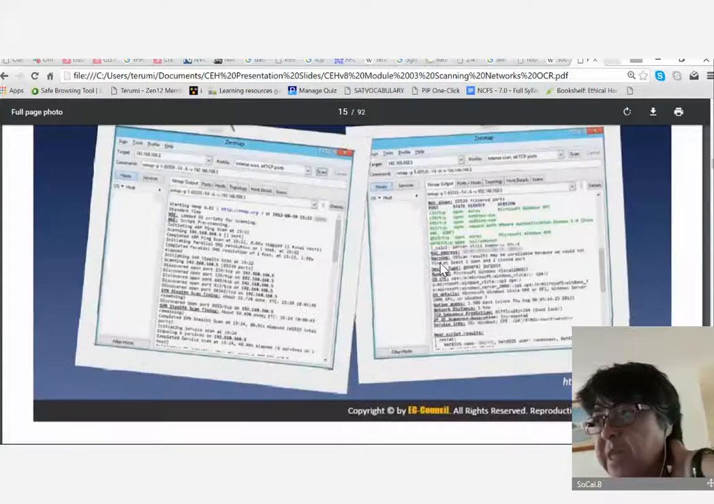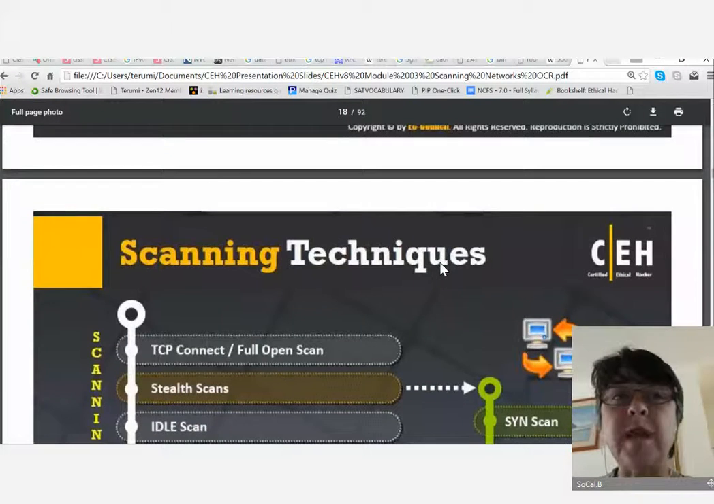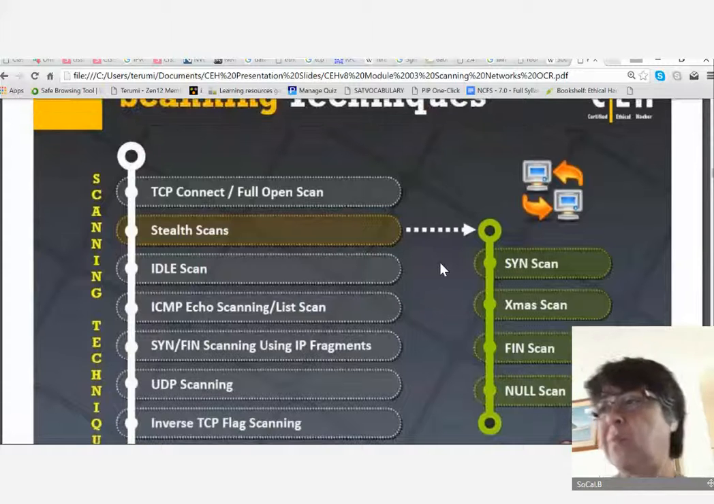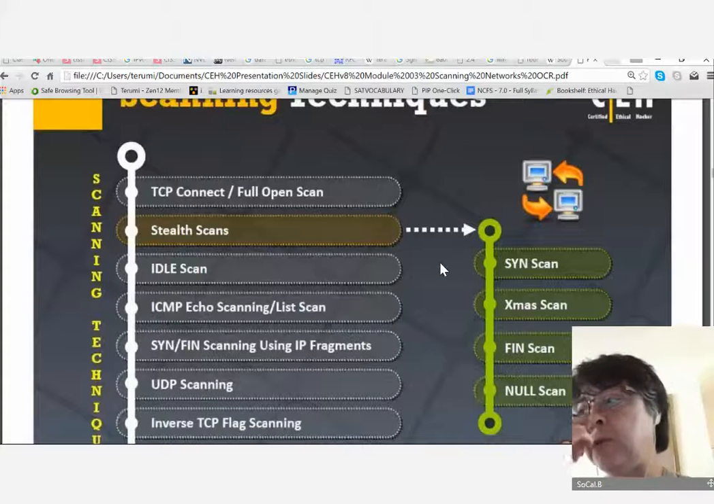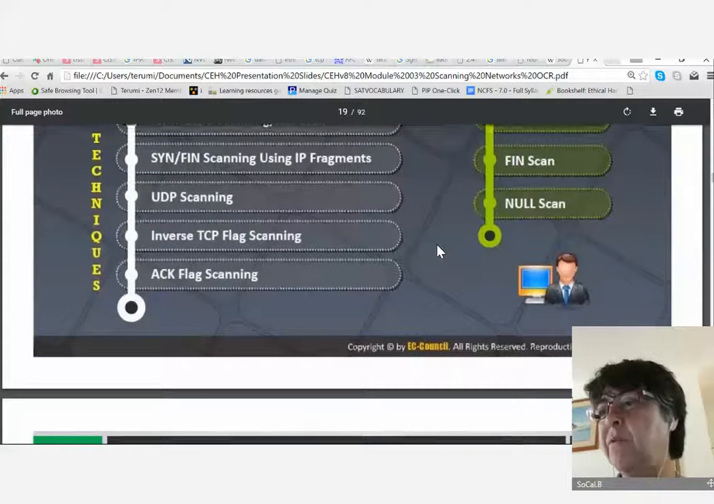Okay, so the scanning techniques. There's something called the TCP Connect Full Open Scan. I'll show you how that works, and then we'll do a stealth scan. Within that stealth scan, you see there is the FIN scan, Christmas scan, and NULL scan. So those are all the stuff that you need to know. Let me go ahead and go there.